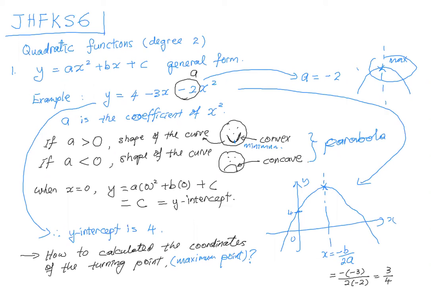So the coordinate x of this is 3 over 4. So if you know how to get the coordinate x, then you should be able to get the corresponding coordinate y, am I right? So how do you get the corresponding y? Isn't it -3 over 4?